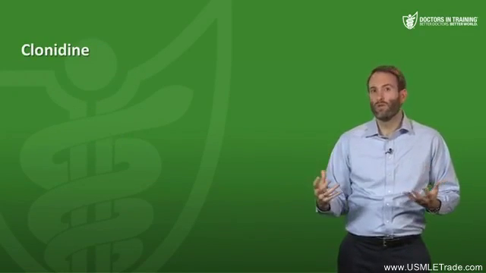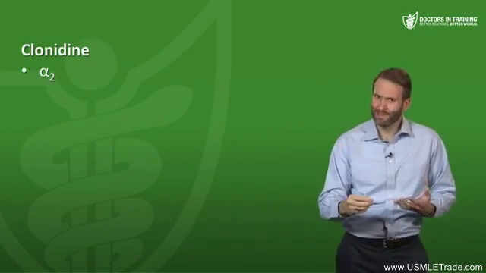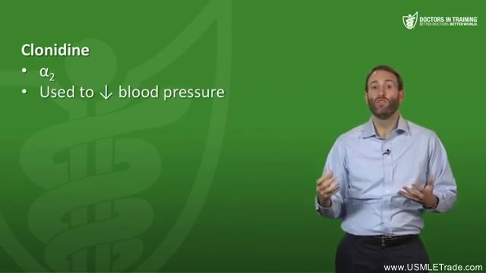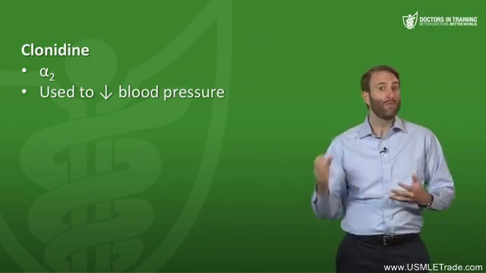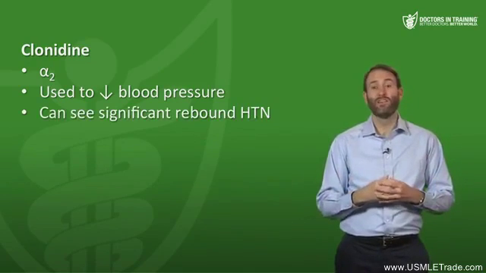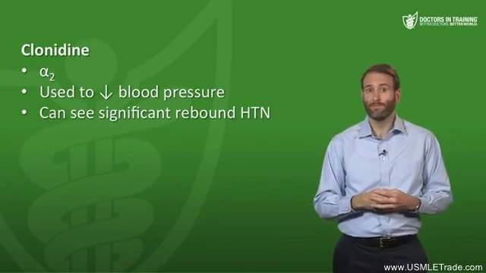Next, we have clonidine. So clonidine is an alpha-2 agonist. So this is very different here. So what happens if you only stimulate the alpha-2? So remember, if we go back the way we were talking about before, alpha-2 is going to decrease the overall secretion of norepinephrine from the presynaptic neuron. So this medication can be used to decrease blood pressure. You have to be actually very careful with clonidine, though, because if you stop it really abruptly, then you might see a significant rebound hypertension.